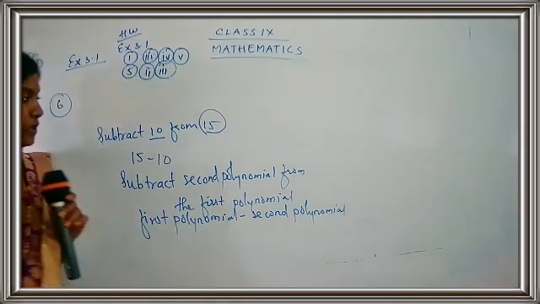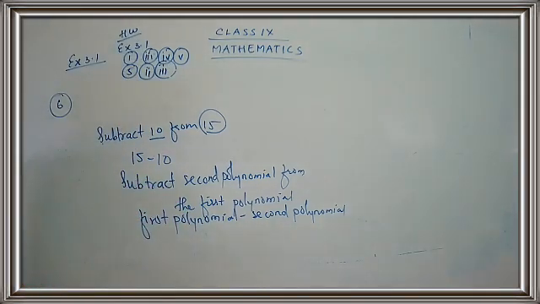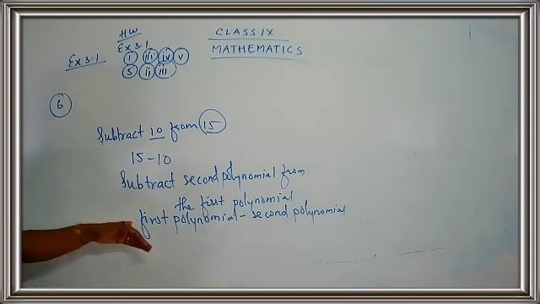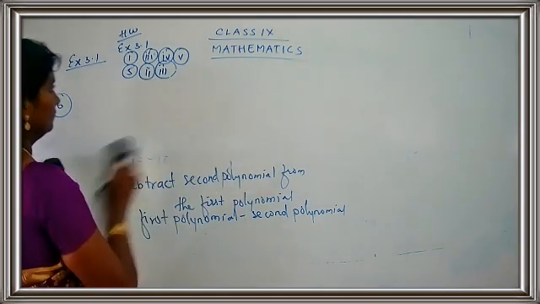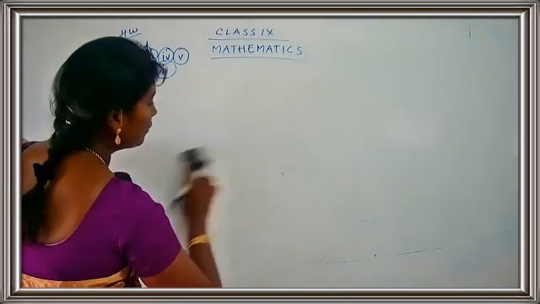Clear with the part? If you have to subtract 10 from 15, you are going to remove 10 from 15. So 15 minus 10. Subtract the second polynomial from the first polynomial, so first polynomial minus second polynomial. I hope you are clear with the question, children. Let us take the first sum.